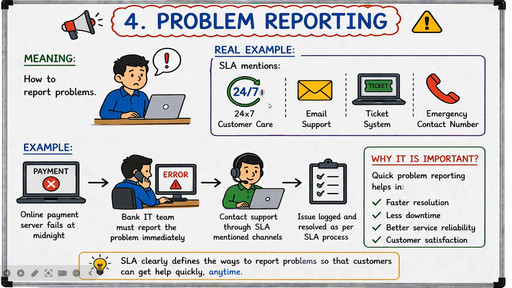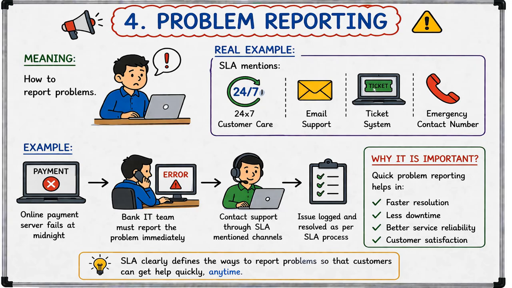Okay, so it means that the support is available 24 hours a day, 7 days a week, and it is important because problems can occur anytime, day or night, and it is especially critical for services like banking, healthcare, and e-commerce. For example, if a server fails at midnight, then the support team is still available.